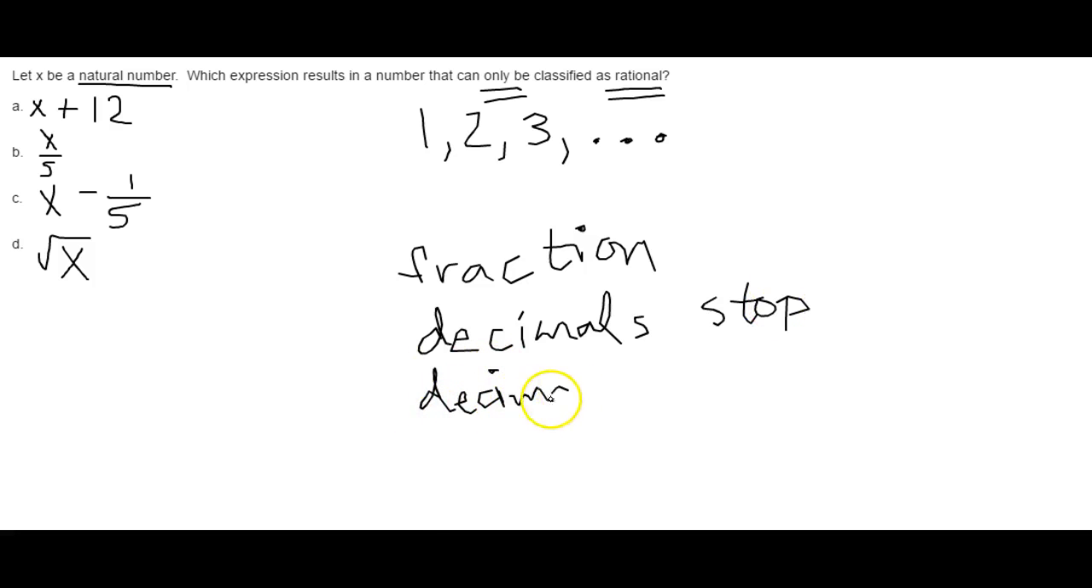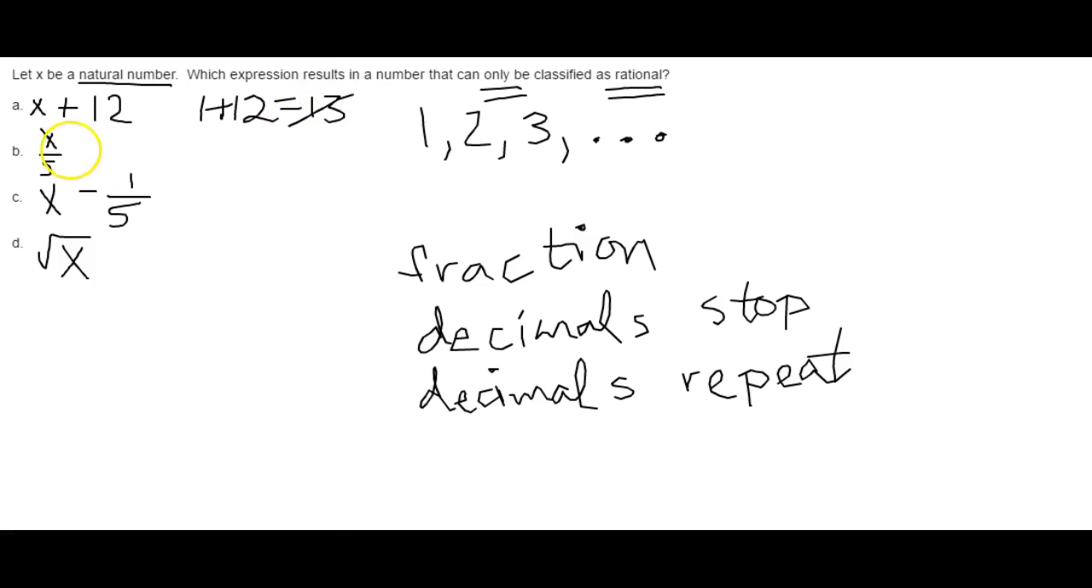So one of the easiest ways with something like this is to actually pick a natural number and plug it in. It's kind of hard to figure out when there's just a variable here what's going on. So it said x is a natural number. I'm just going to pick 1. Let's pick 1 as our natural number. So 1 plus 12 would be 13. 13 is rational, but it's also an integer, a whole number, and a natural number. It's not only rational.